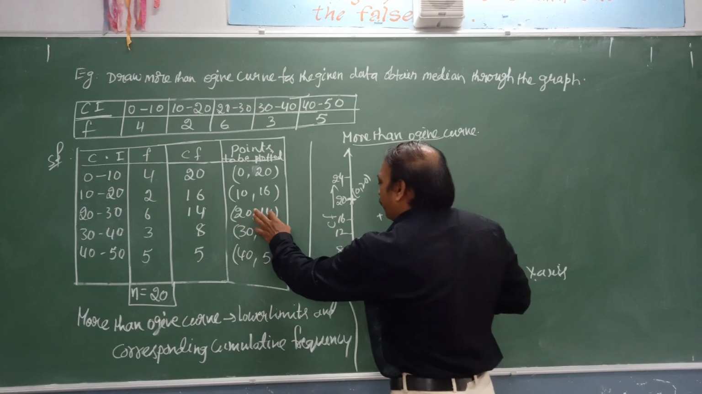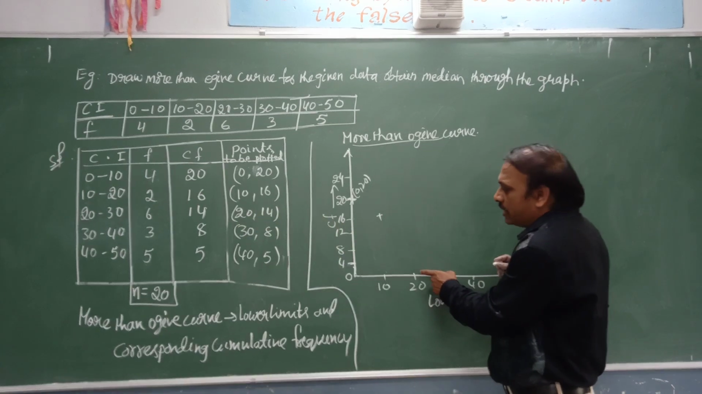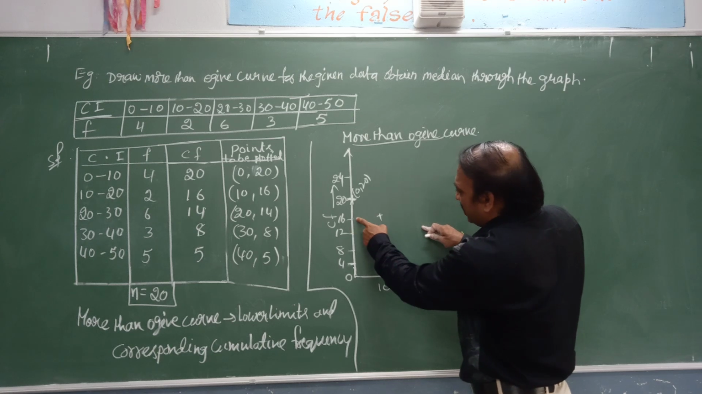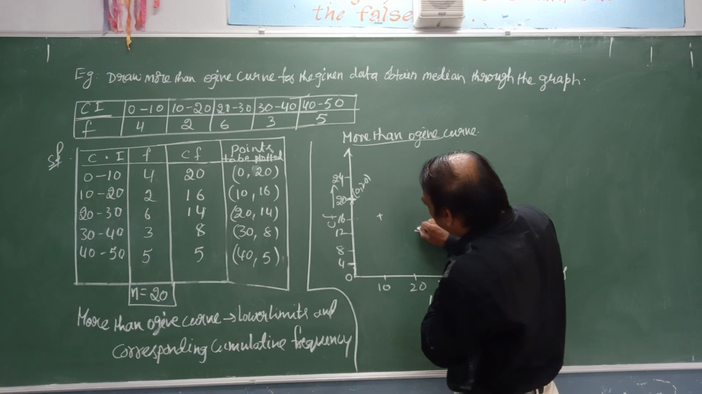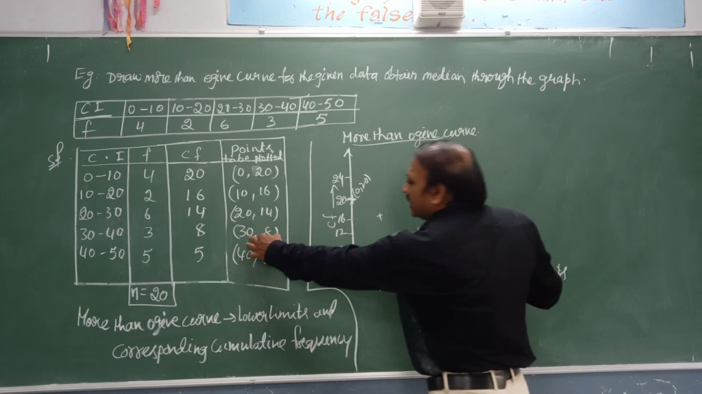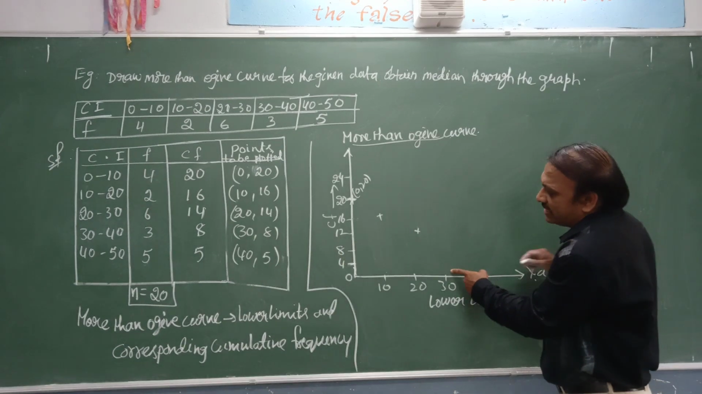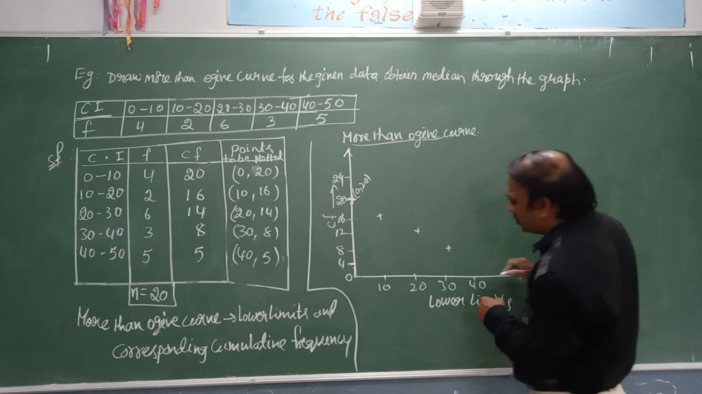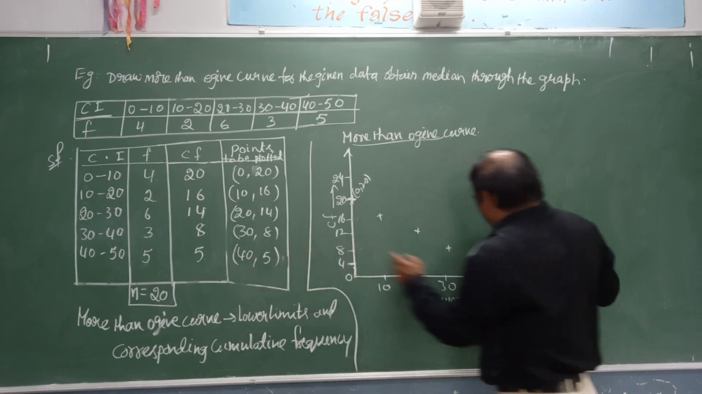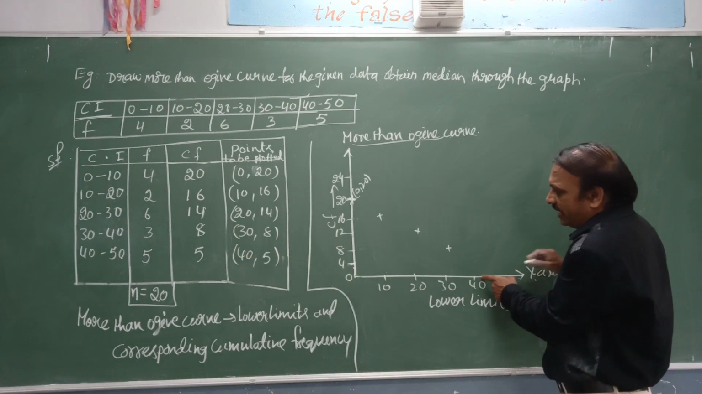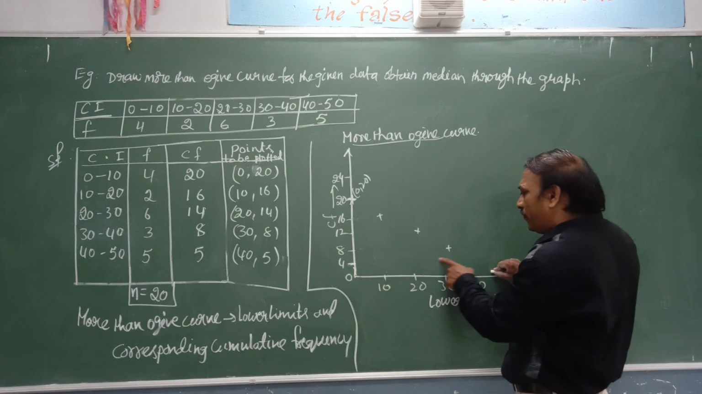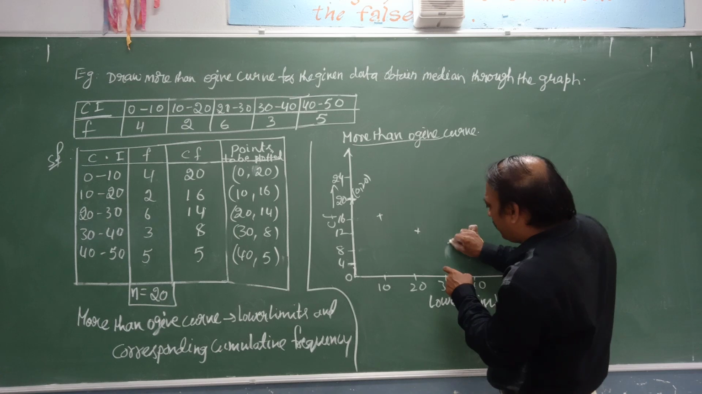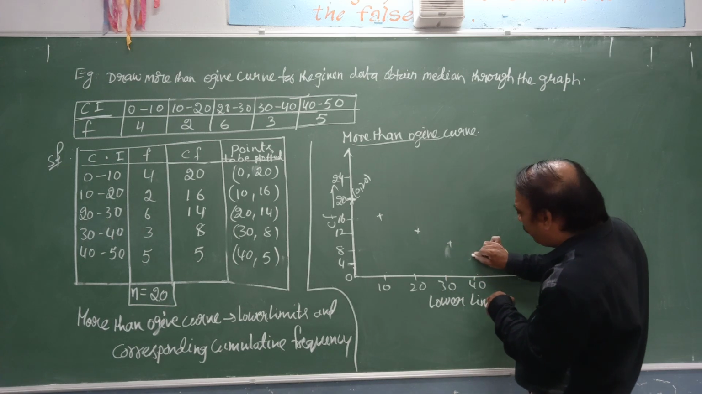Next, 20, 14. 20 is the lower limit, and 14 will be between 12 and 16. Next, 30, 8. 30 is this and 8 is here. Next, 40, 5. Where is 40? This is 40, and 5 is here between 4 and 8, a bit up. 40 comma 5.